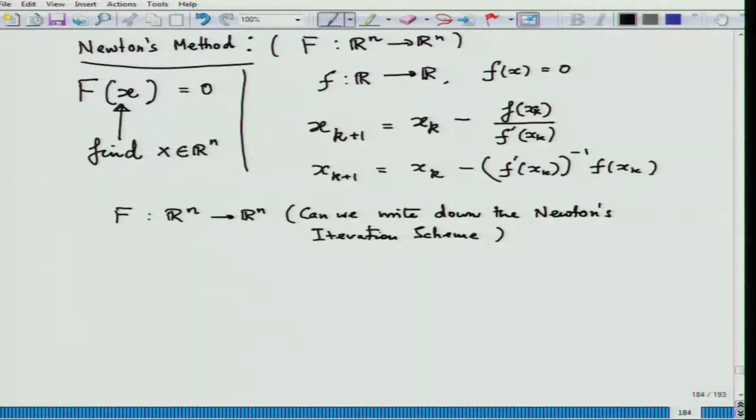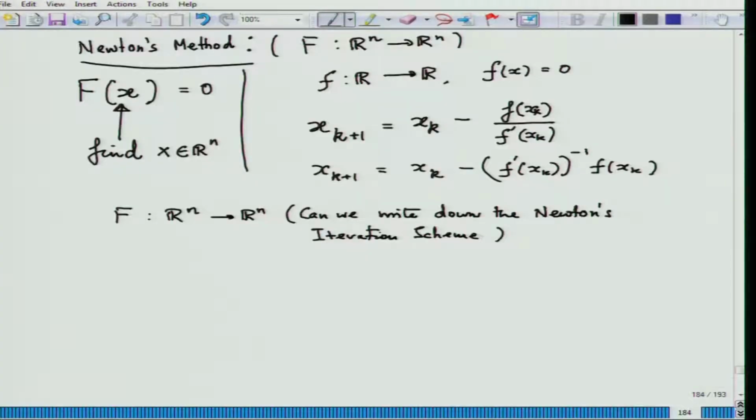If you look at the function that we have written down for the KKT scheme, that is also a differentiable function. Now, how do I look into this iteration scheme for R to R and try to get an idea for R n to R n?